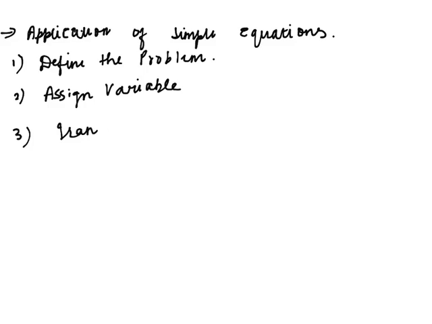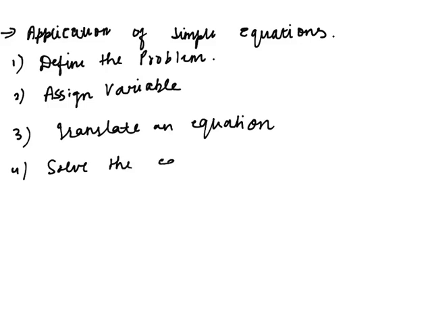Then we will form an equation, that is, translate into an equation. By finding out what we have to find out and what information is available for us, we will try to form an equation, or we will try to create the known and unknown values. Then the last one is we will solve the equation. So these are the certain steps that we have to keep in mind while solving or applying simple equations. Now let's start with some questions.